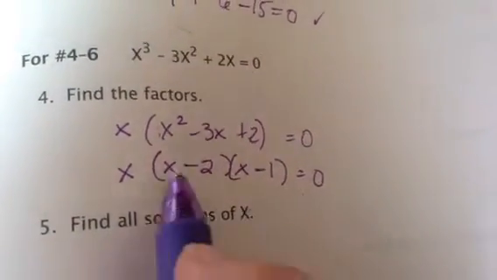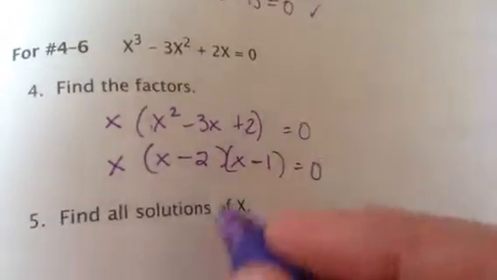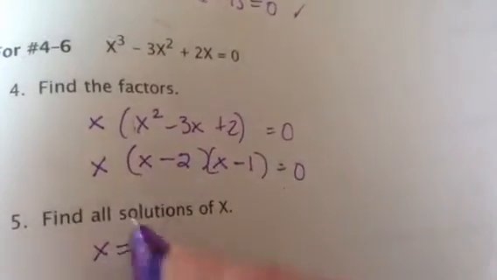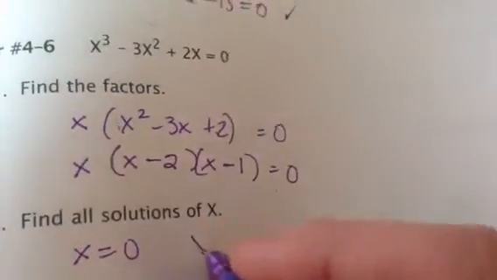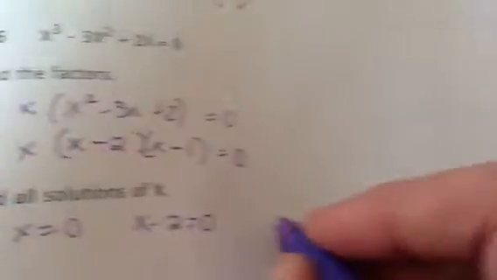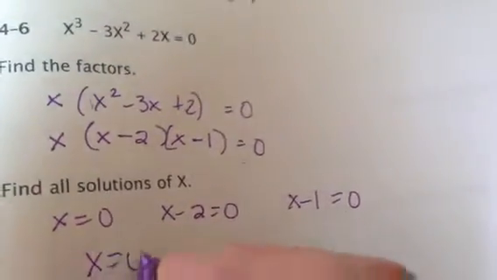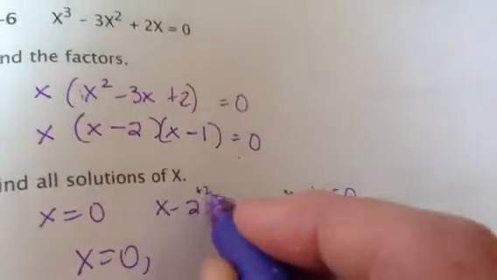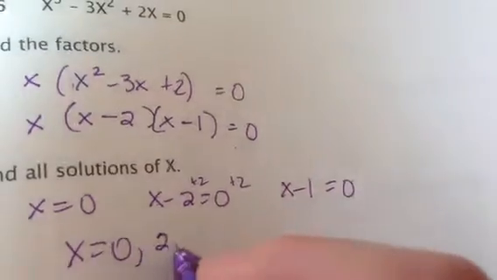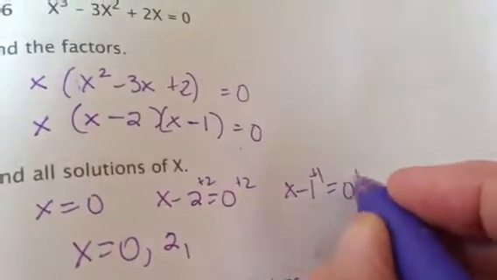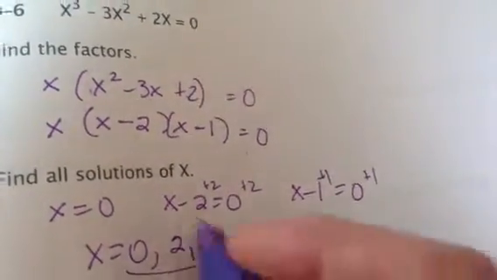When it says find the solutions, you're going to take each factor and set it equal to 0. So either x equals 0, that's a boring one, or x minus 2 equals 0, or x minus 1 equals 0. So notice you're going to get x is 0. Here, add 2 to both sides, you're going to get x is 2. And here, if you add 1 to both sides, you're going to get x is 1. So notice you get 3 answers.